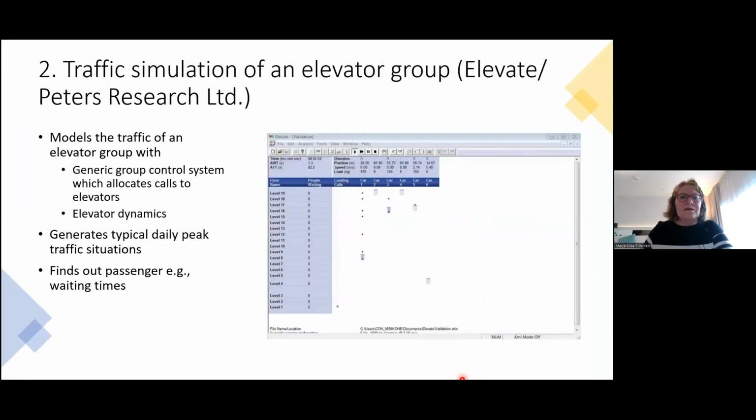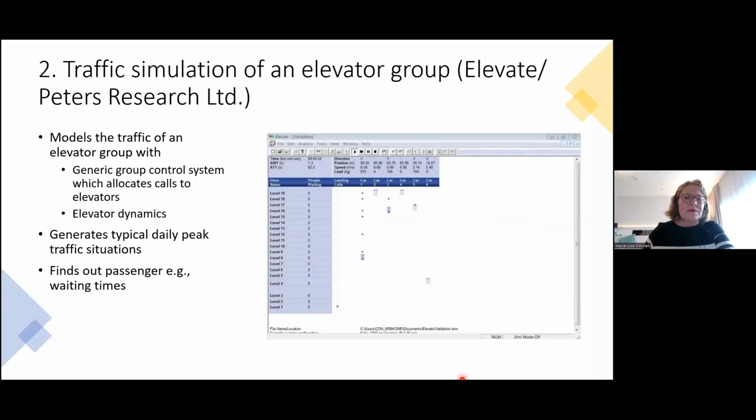But in this second slide, we have elevator group simulator. It is called Elevate from Peter's research. And most of the consultants, elevator consultants in the world at the moment use this one.